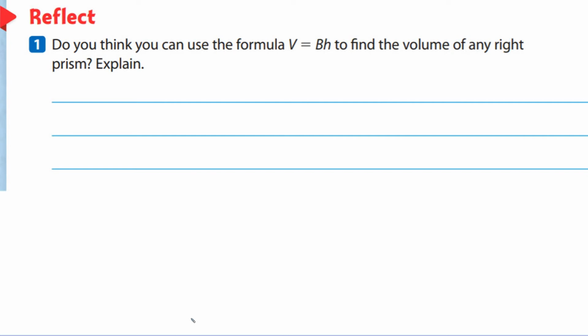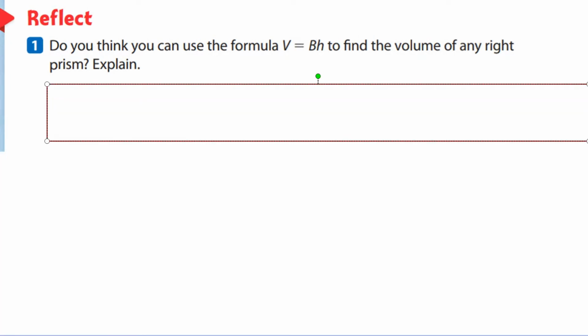Let's reflect real quick from the first video. Question 1. Do you think you can use the formula volume equals base times height to find the volume of any right prism? Explain your answer. Again, pause the video, think about it. If you already know it, great. If you don't, think about it a little bit more. Solve this problem. When you're ready to check your answer, just unpause and you'll see the answer.